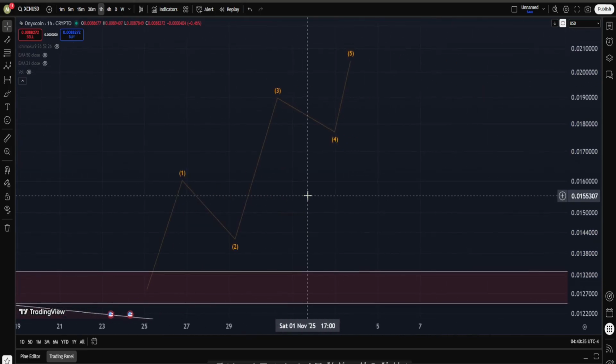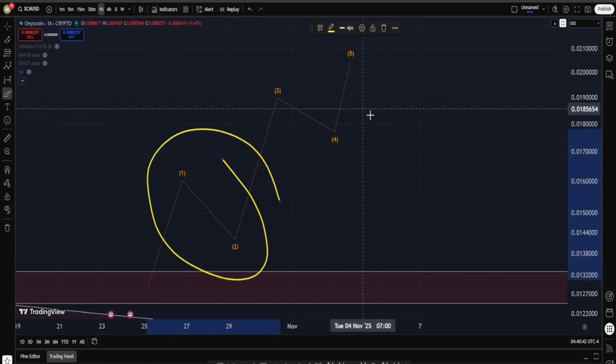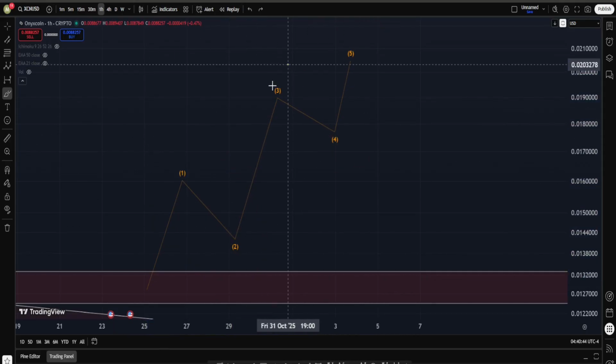This specific count is called an impulsive movement. Rules for it are, we should not have overlapping of the waves between wave 2 and 4, and in any kind of 5 wave, our wave 3 should not be the smallest wave.